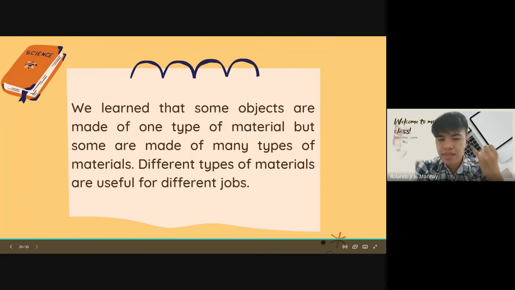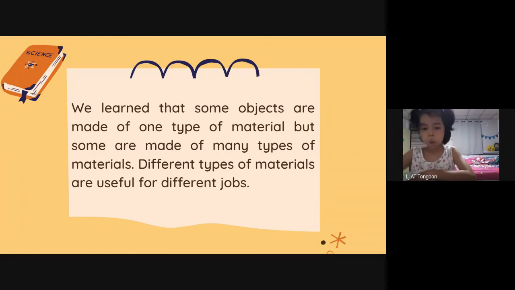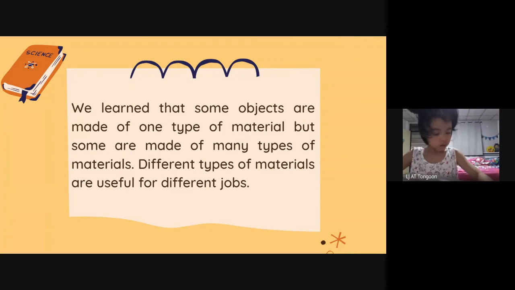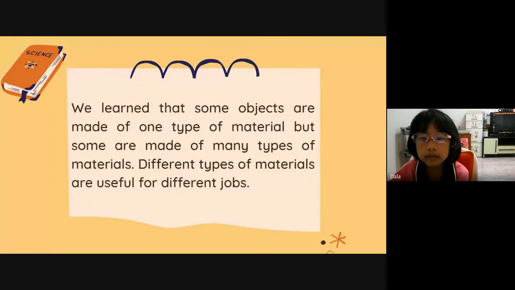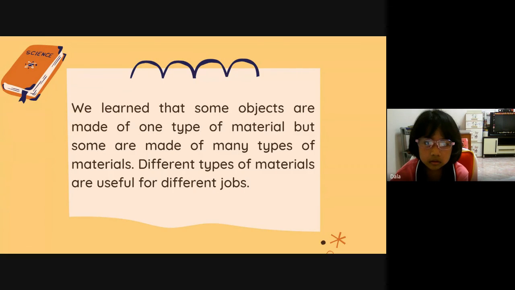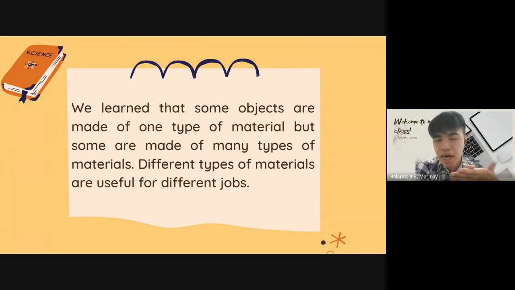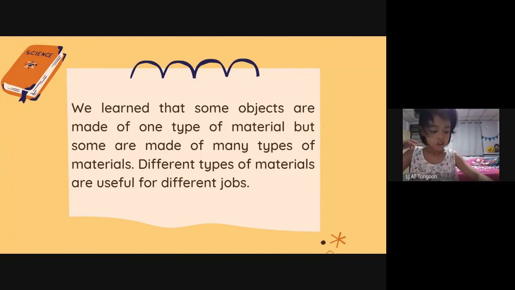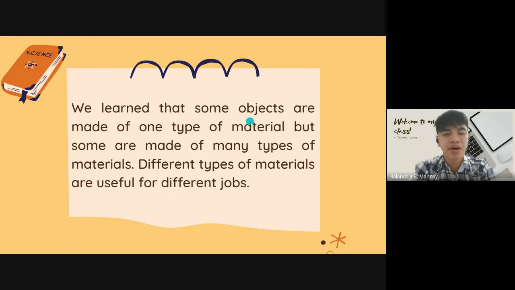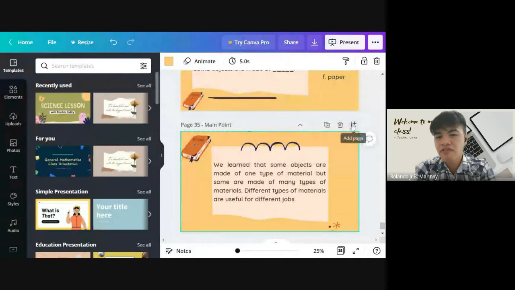What are the examples of materials? The wood. What else? Wood. Paper. What else? Plastic. Metal and rubber. What else? Paper and glass. Yes. Okay. Those are the examples of materials.